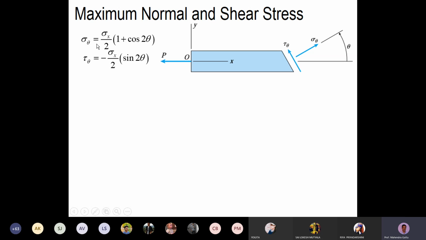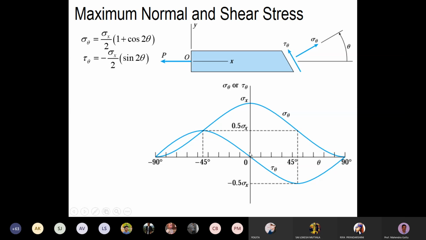So we have these forms: sigma theta is sigma x by 2 times 1 plus cos 2 theta. Here cos 2 theta is a periodic function. And what is the period? It will be 2 pi by 2, so the period is pi, that is 180 degrees. And here sin 2 theta is also a periodic function. When 2 theta is equal to 2 pi, the periodicity is 2 pi by 2, which is again pi. So let's look at the plots of this. What we'll have here is sigma x by 2 plus sigma x by 2 cos 2 theta. If you look at that plot, usually the cos function will start like this.